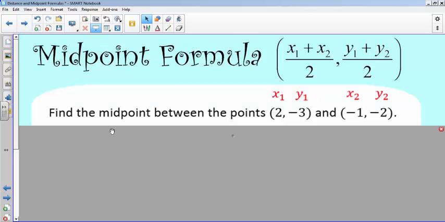So if we look at this example, we are going to be finding the midpoint of the same points that we were looking at. So I have gone ahead and identified my x1, my y1, my x2, and my y2. And what I would like you to do is to take a moment to plug those into the formula.